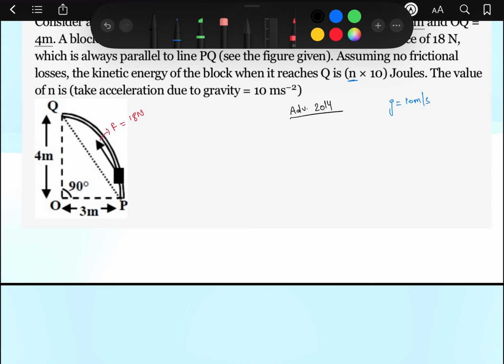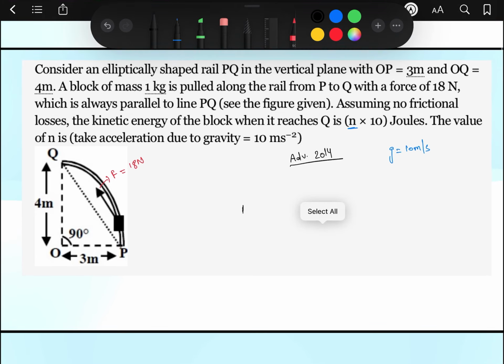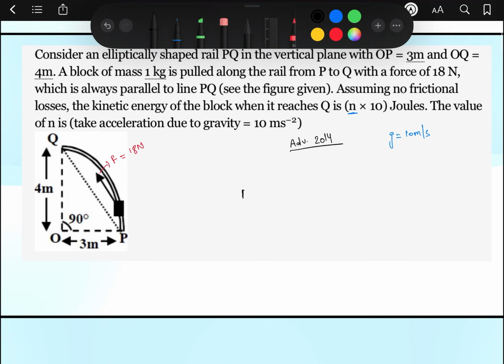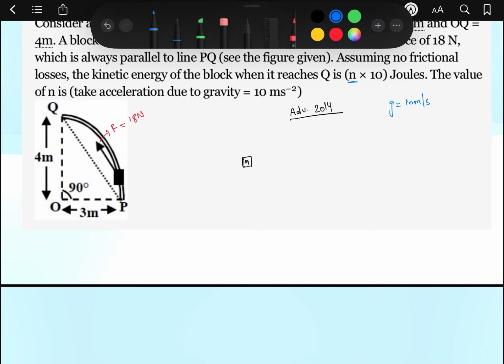Now first I will draw the free body diagram of this block of mass m that we are taking along this rail. Let us suppose the mass of this block is m here, and the forces acting on this block are: one is mg acting downward, one force is acting always along the line joining PQ, that I am calling F, and one is a normal force. That normal force will always be perpendicular to this rail.